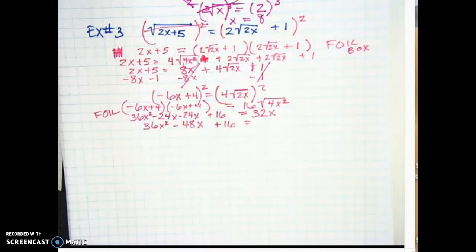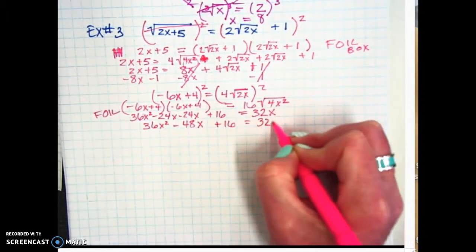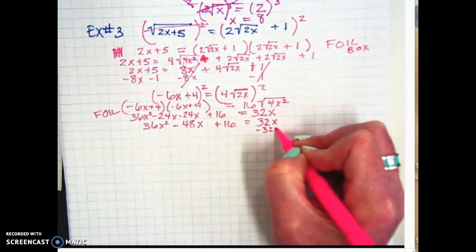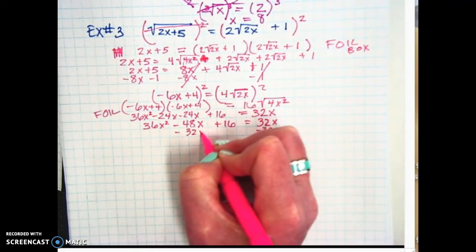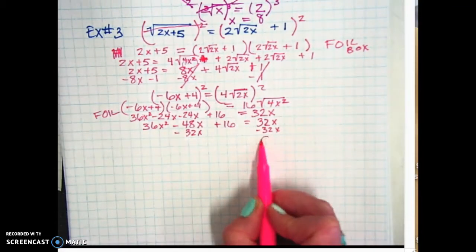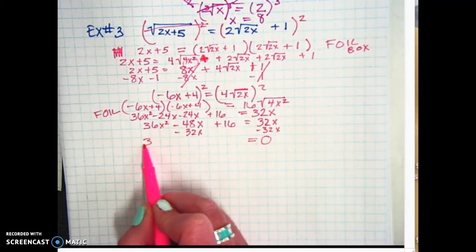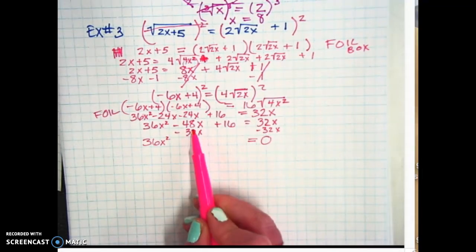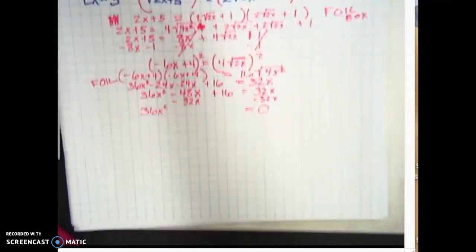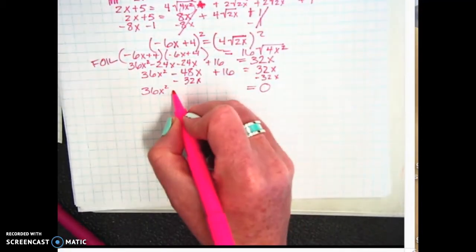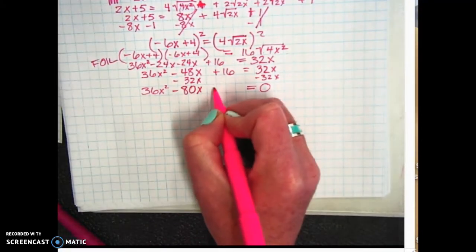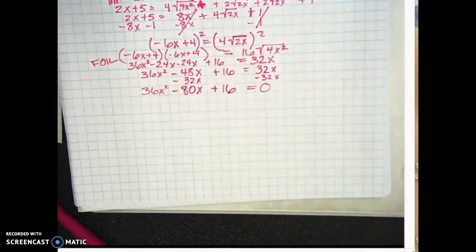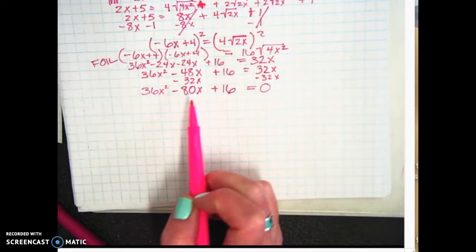And if we set this equal to 0, we can factor, right? So let's subtract this 32x. That'll set it equal to 0. Okay? So bring down the 36x squared, and then negative 48x minus 32x more is what? Negative 80x plus 16. So now we have this nice trinomial. Notice that all the radicals are gone. So you want to eliminate that first. Now we need to factor this to get our solution.